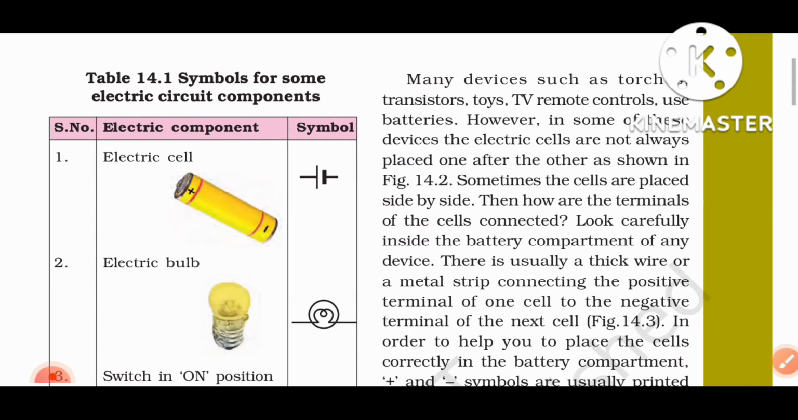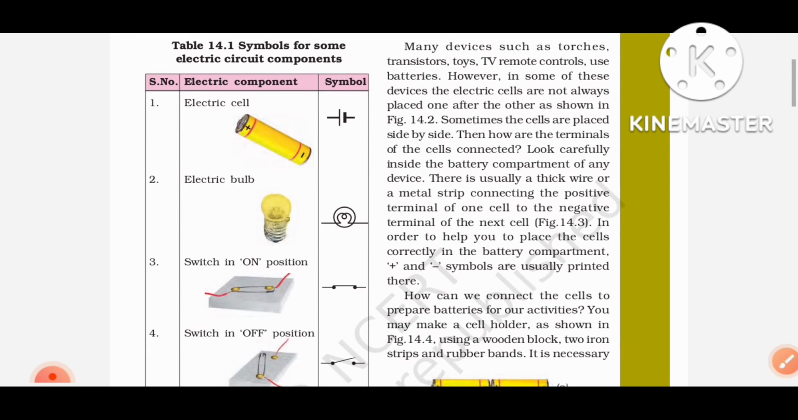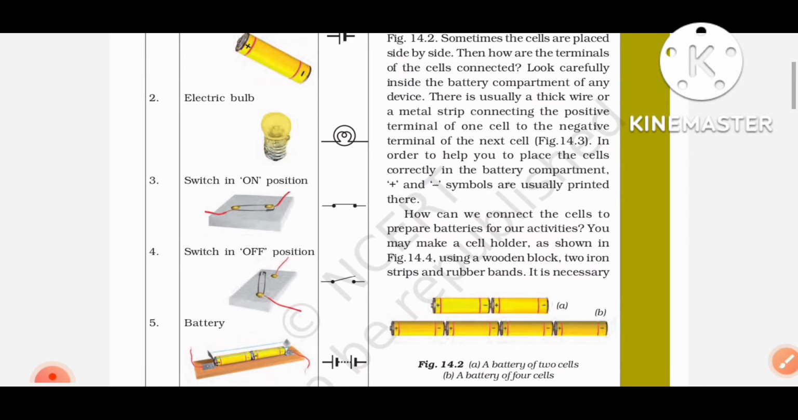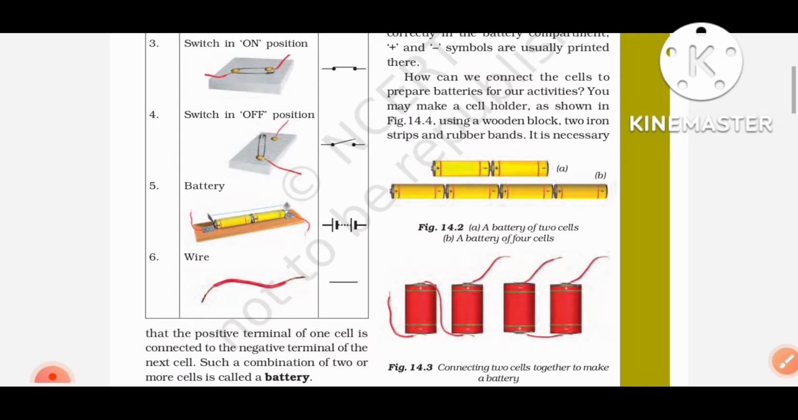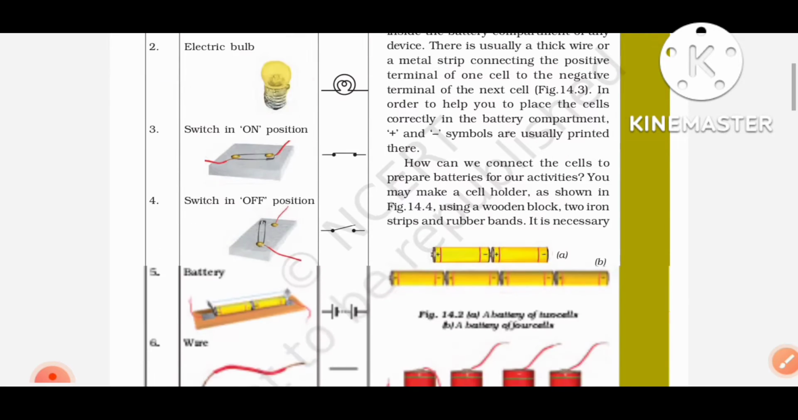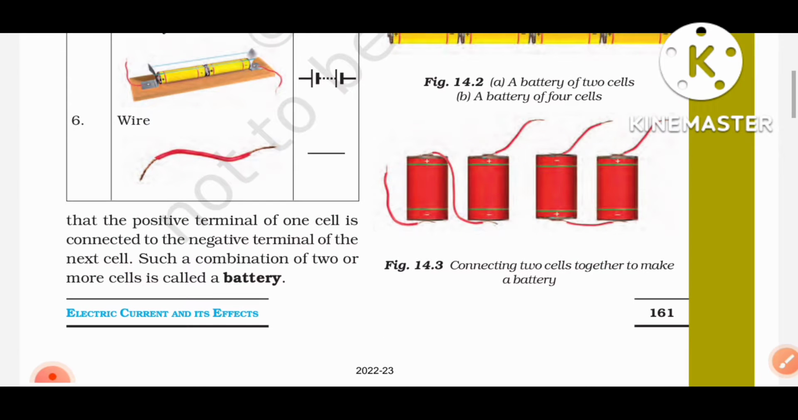Here, table 14.1 shows the symbols of some electric circuit components. First, electric cell. Second, electric bulb. Third, switch in on position. Fourth, switch in off position. Fifth, battery. Sixth, wire. Notice that the positive terminal of one cell is connected to the negative terminal of the next cell. Such a combination of two or more cells is called a battery.